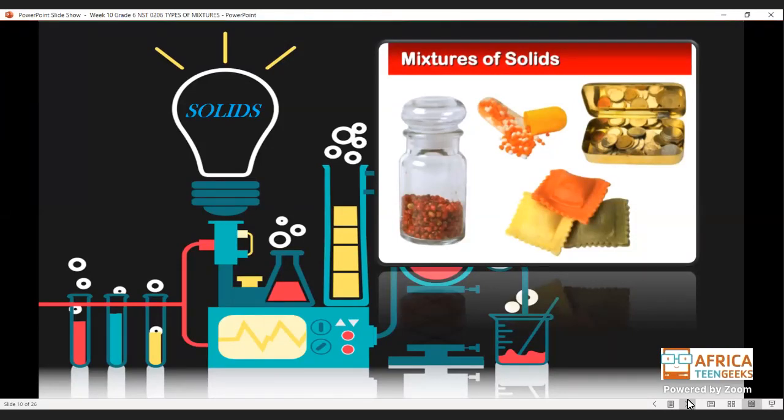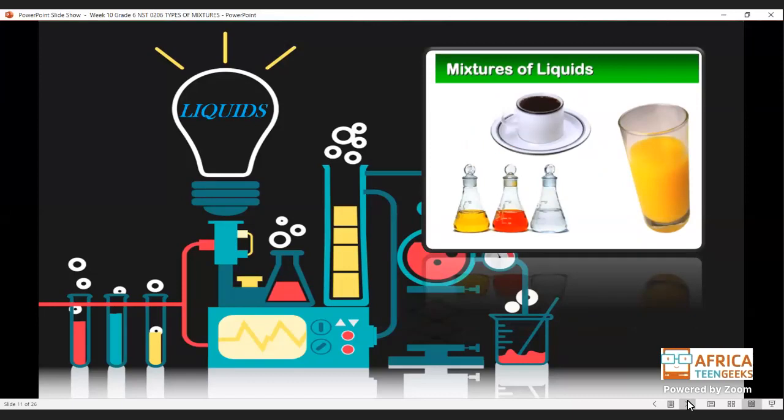There are some pills there, and you can see, although they are mixed, you can still identify the different colors. We also have a jar there of peppercorns. Although the different types of peppercorns are mixed, you can still see them. I'm just showing you a few visual examples. This is a mixture of liquids.